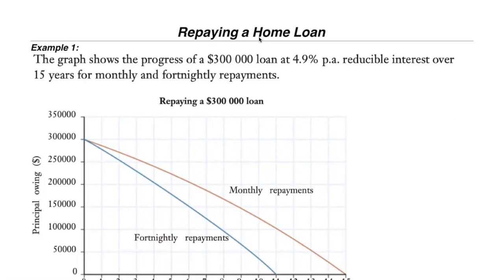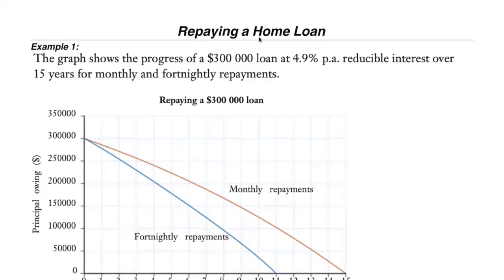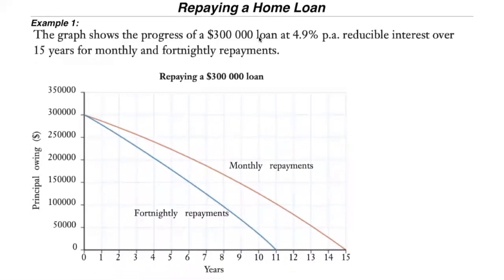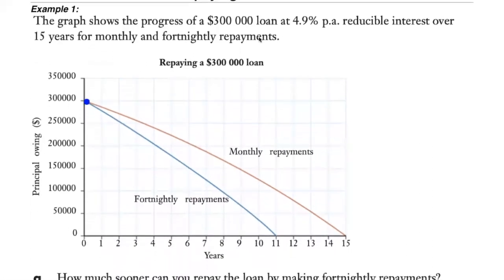In example one, the graph below talks about the progress of a $300,000 loan at 4.9% per annum, reducible interest over 15 years, for monthly and fortnightly repayments. You'll notice this orange line is our monthly repayments, and it shows the value of our loan over a 15-year period. The blue line is for fortnightly repayments, and you'll notice that we pay things off a little bit faster.